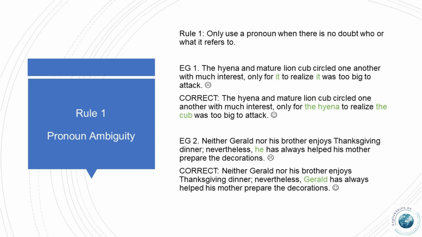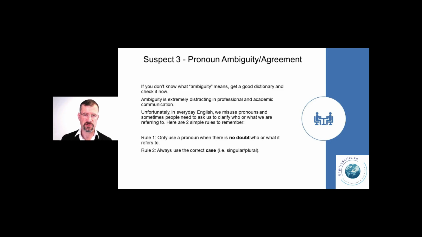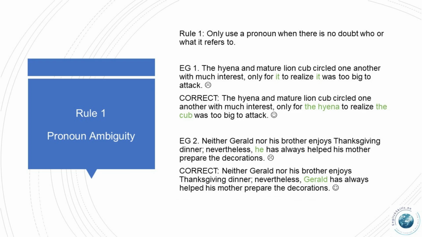Okay, rule 1, example 1. The hyena and mature lion cub circled each other with much interest, only for it to realize it was too big to attack. So yeah, okay, we're pretty sure that we're considering the hyena realizes something. So in the correct case, we would actually make that clear because we can't assume it in the original one. This may seem a little bit pedantic or stupid to you, but unfortunately the grammar has to be correct when you're writing or speaking. Correct version, the hyena and mature lion cub circled one another with much interest, only for the hyena to realize the cub was too big to attack.